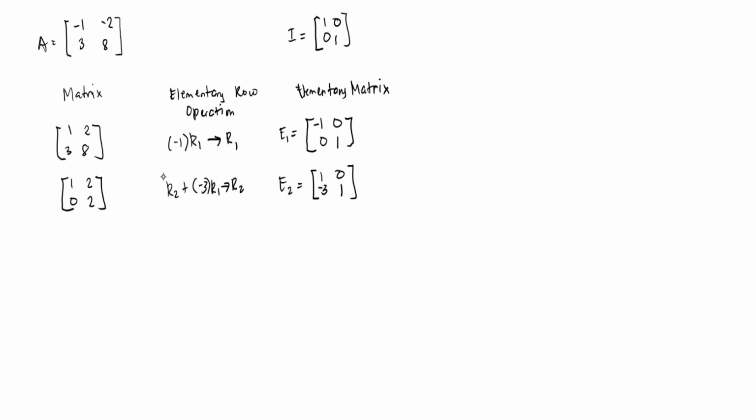Next, we want a leading one here. So we multiply by 1/2, so 1/2 of row 2 to get new row 2. So that's 0 and then we have 1. And then the corresponding elementary matrix: we apply this elementary row operation to the identity matrix, so 1/2 of row 2. So we have E sub 3 there.